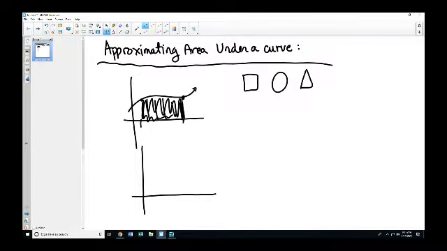If you are given a function of some kind to graph, one method is called a left Riemann sum.